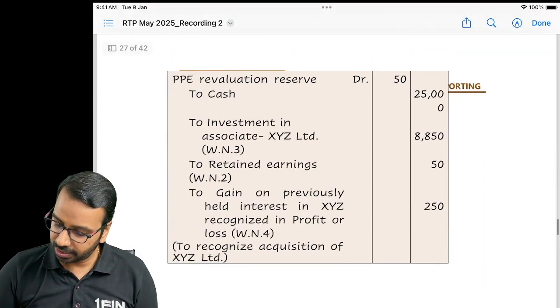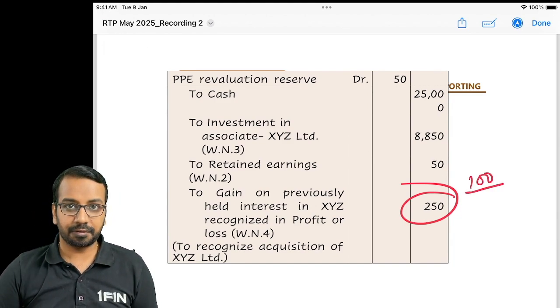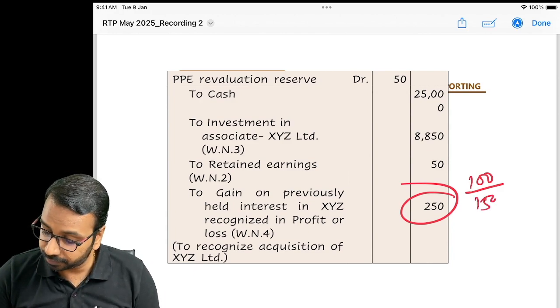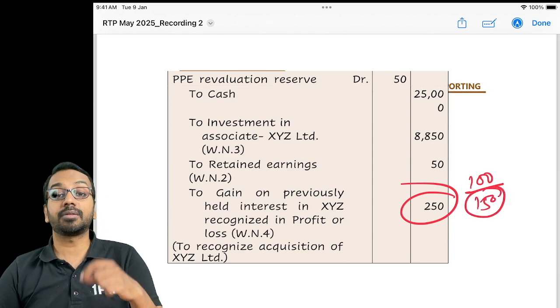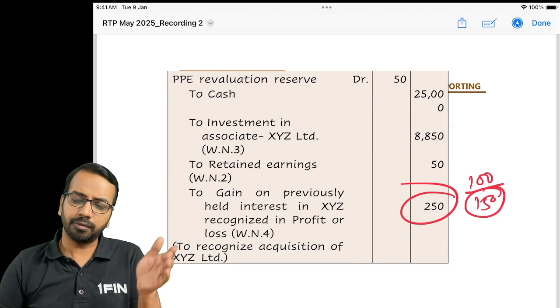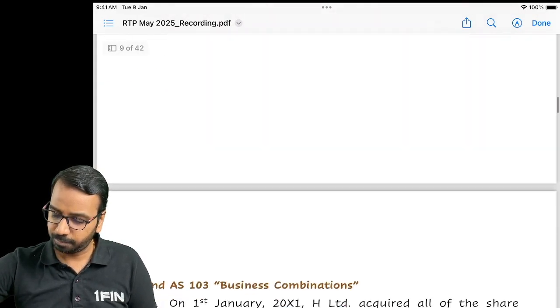So if you see here, the gain is 250. How? 100 of exchange difference will be recognized in P&L when we dispose of the associate, and 150 is the gain because of the change in fair value of the investment. Alright. So this you can do. That's the only thing you need to keep in mind here.